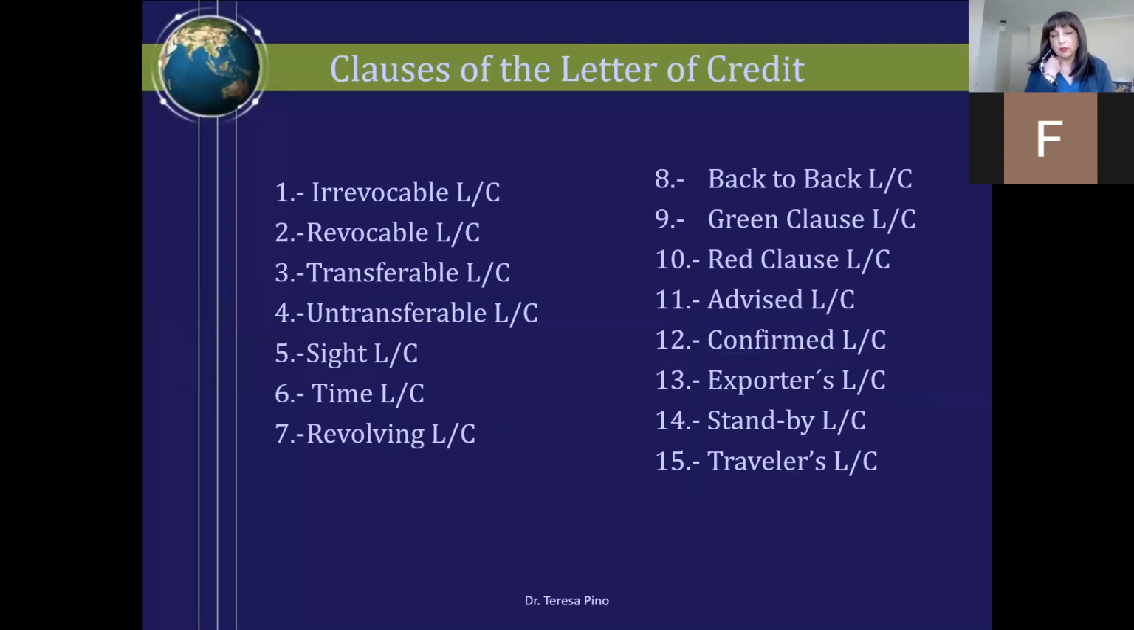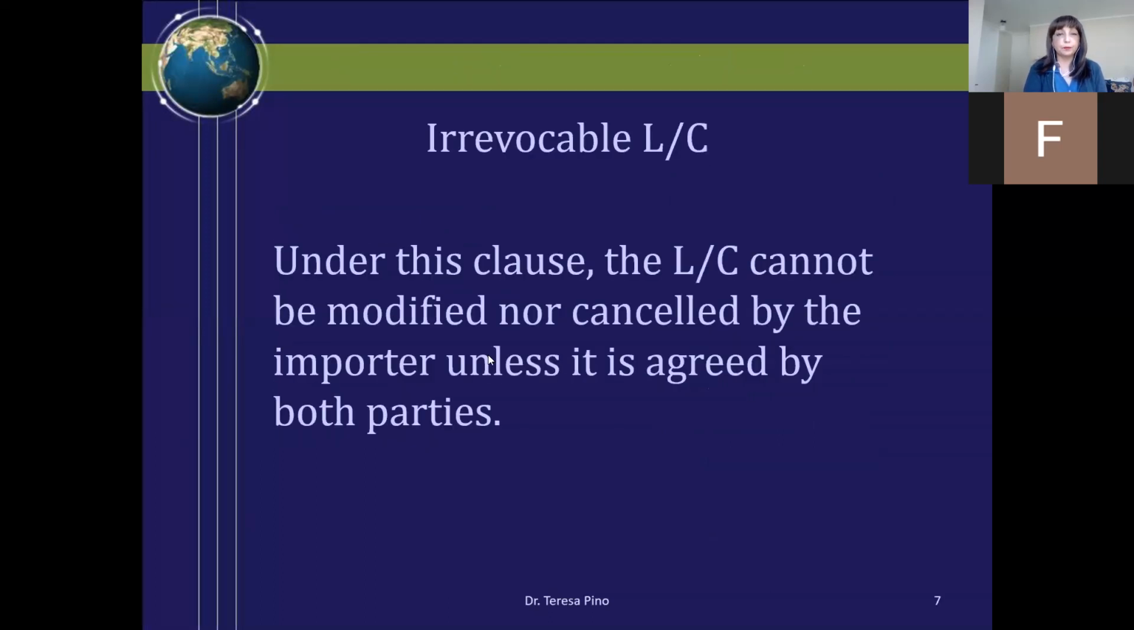These are different clauses of the letter of credit. There are 15 clauses. However, not all of them are for imports and exports. So we're going to see each one of them. This number doesn't mean that you're going to have all these different letters of credit. All these are different conditions to maybe a single document. A document may have all these conditions or several conditions. So we're going to see it. Let's start with the first one, irrevocable letter of credit.